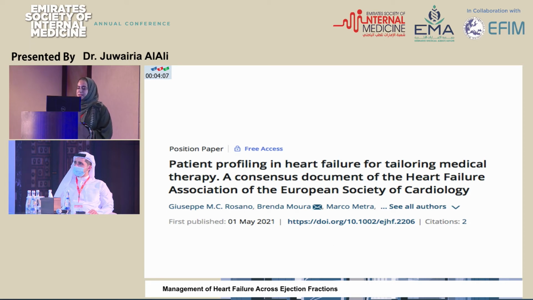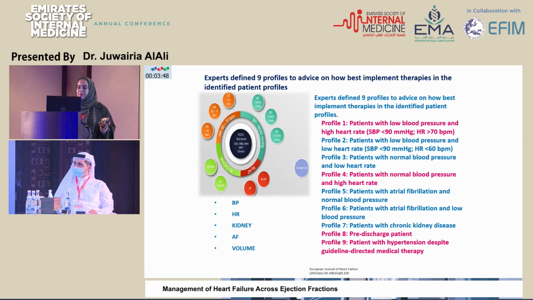There's a consensus statement from the Heart Failure Association of the European Society that came almost a month before the guidelines. This is a very important paper that I encourage you all to read. It tells you how to manage each different patient profile accordingly, and it divides patients according to their blood pressure, their heart rate, their kidney function, the presence or absence of atrial fibrillation, and their volume status into 9 different profiles.